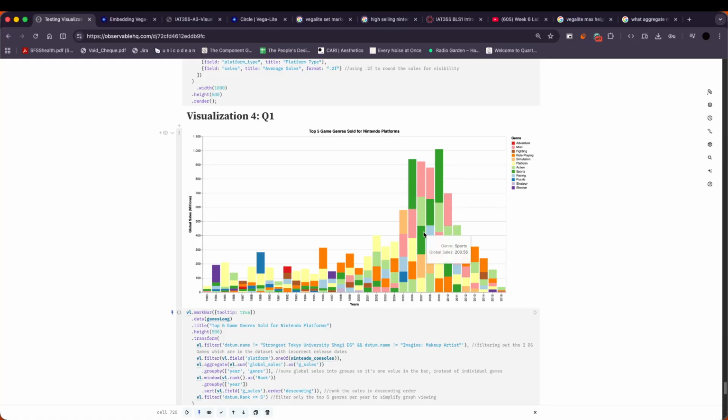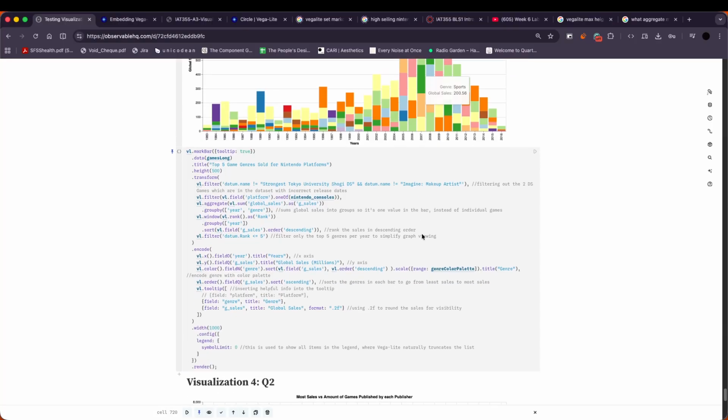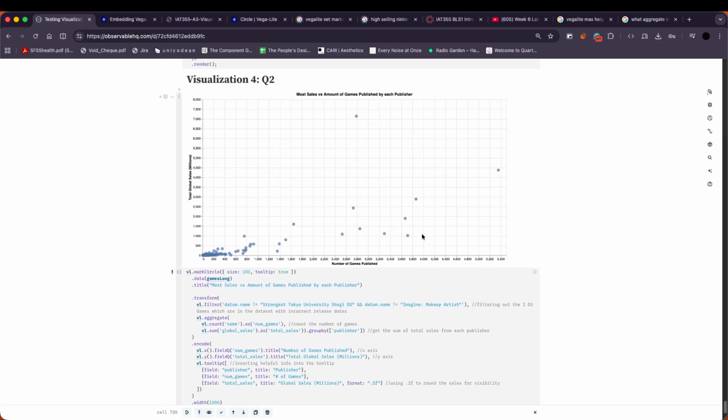And also, this was really interesting too with Nintendo consoles, this surge in sales, but also surge in sports games, which I suspect is related to the success of the Nintendo Wii. Next, and finally, visualization 4, Q2.